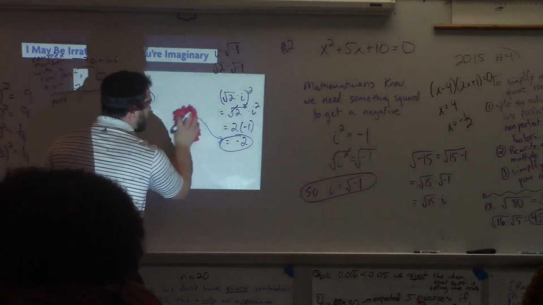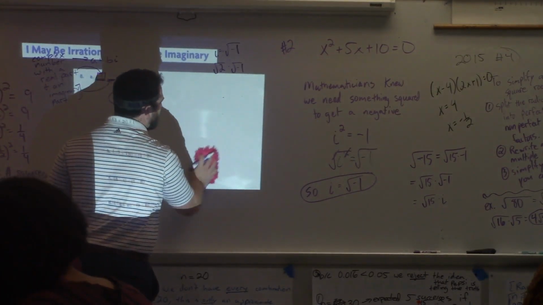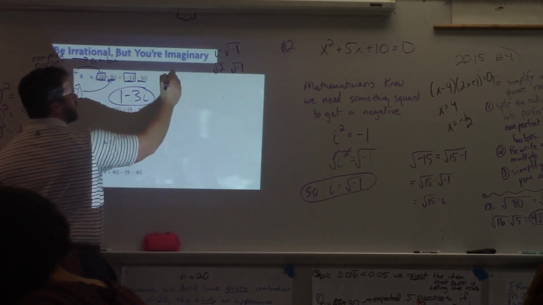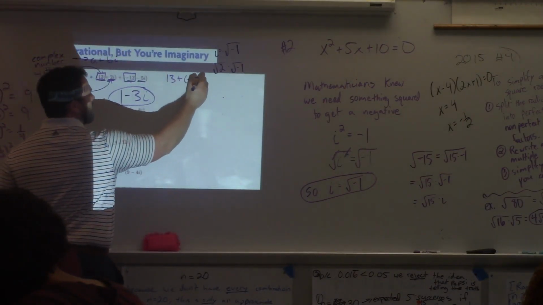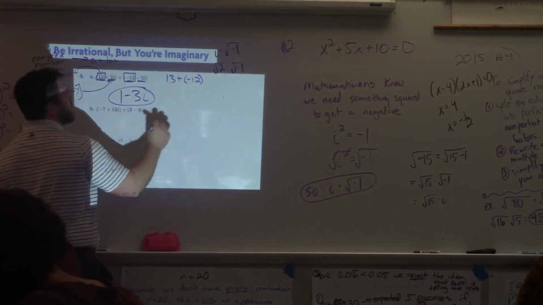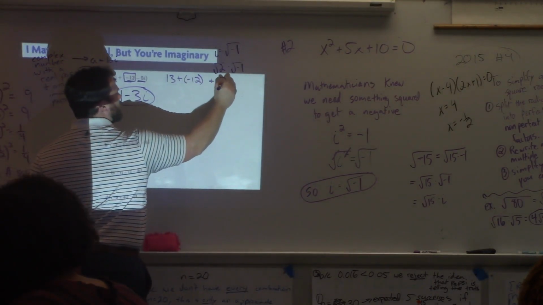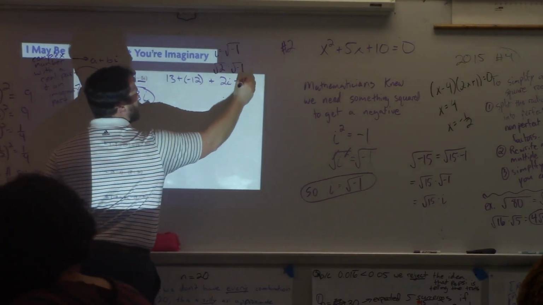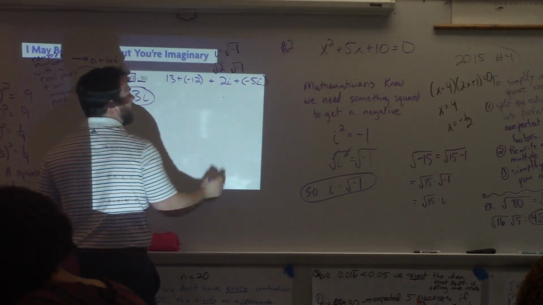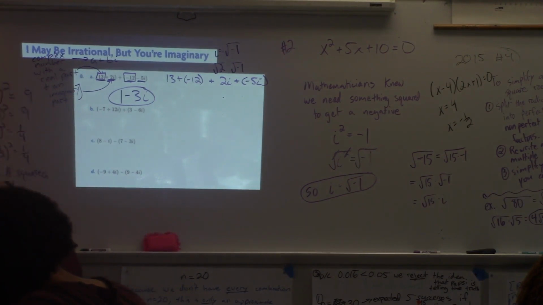Now, that's just putting the answer. If I were you, what I would do is I would do 13 plus negative 12, put my reals together, plus 2i plus negative 5i. Notice all I did was I put my reals together and I put my imaginaries together. That's it. I just simplified. I didn't solve anything. I'm not finding what makes the equation true. I just simplified.